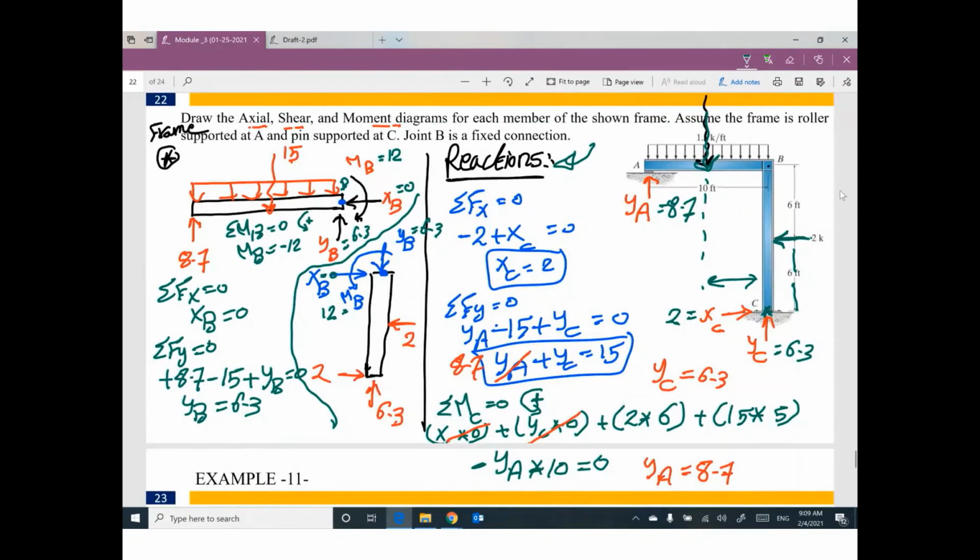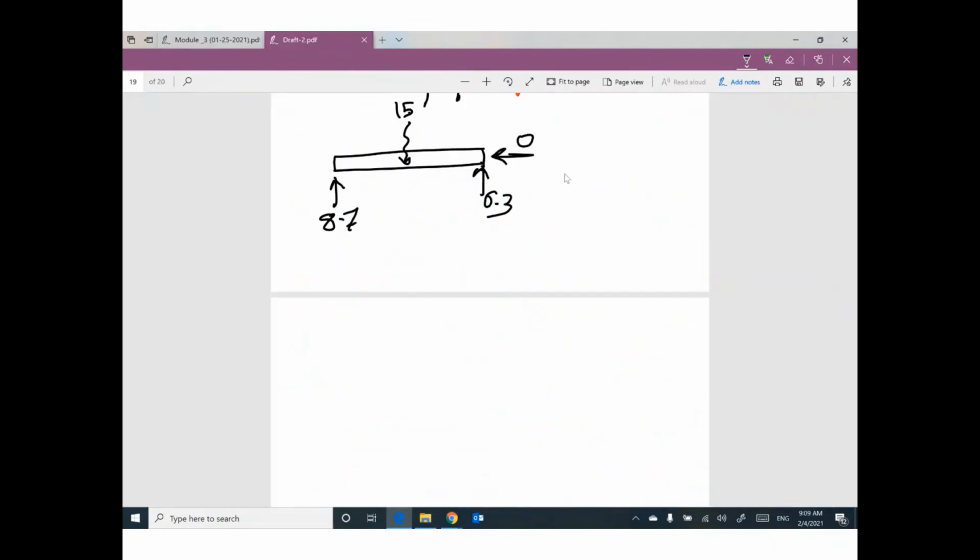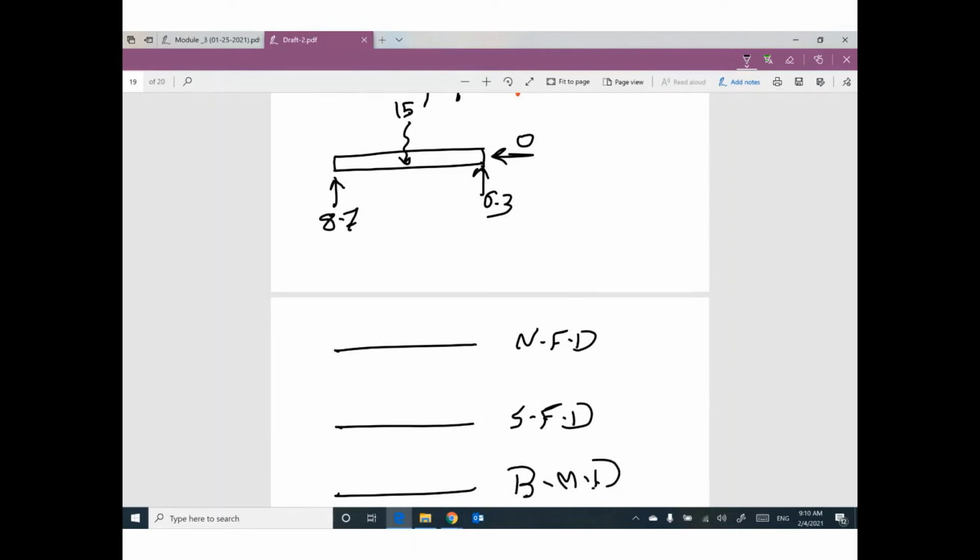Yes. So what is the normal force diagram for this part? What is the shear force diagram for this part? What is the bending moment diagram for this part? Looks like a beam. This one or this part looks like a beam. We don't have any force parallel. 0. I'm gonna start from left.